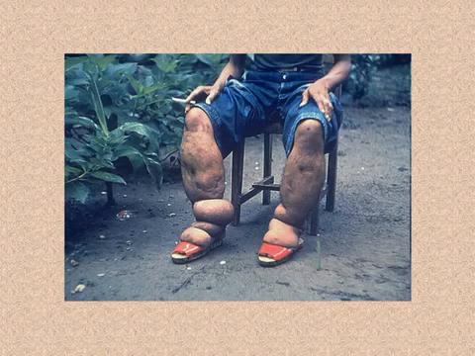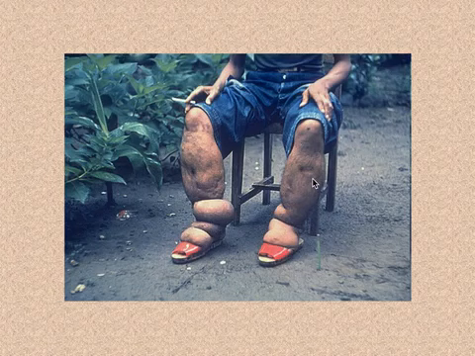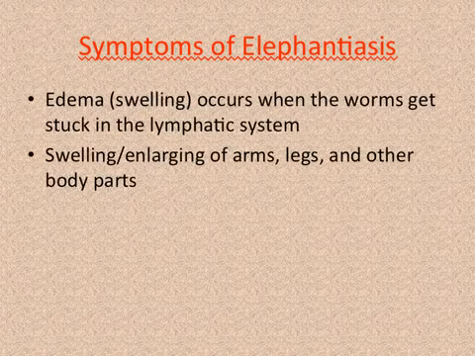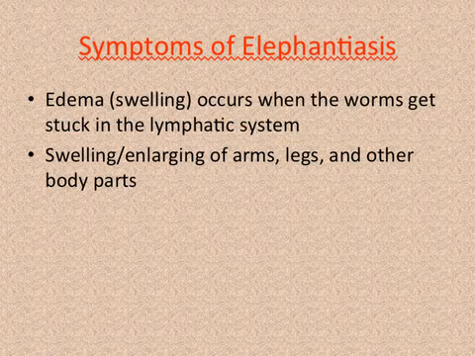So the reason this disease is called elephantiasis is because when these worms get stuck in the lymphatic system, it causes the lymph nodes to swell and can cause the swelling of appendages that often make legs look like elephant legs. So they're really thick and stocky. Symptoms of elephantiasis include edema, which is a fancy word for swelling, and this occurs when the worms get stuck in the lymphatic system. So swelling and enlarging of arms, legs, and other body parts is common in elephantiasis. Also, a thickening of the skin can occur.